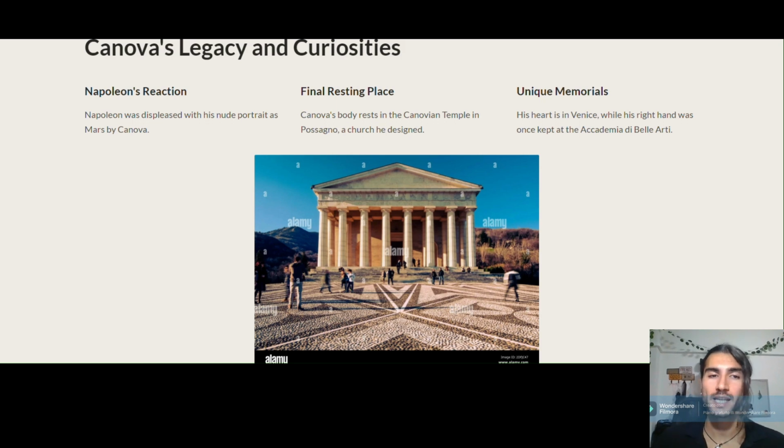Another fascinating detail about Canova is how his body was handled after his death. While most of his body is buried in Possagno in a temple he designed himself, his heart was buried separately in Venice, and his right hand, once kept in the Accademia di Belle Arti in Venice, is now also in Possagno. His legacy lives on not just in his sculptures, but in these unique resting places.